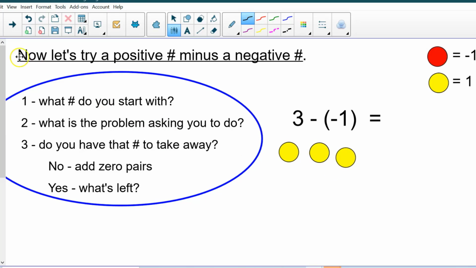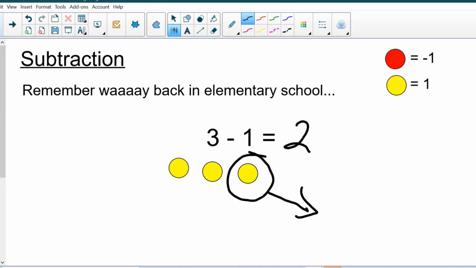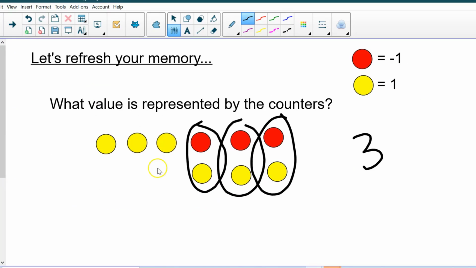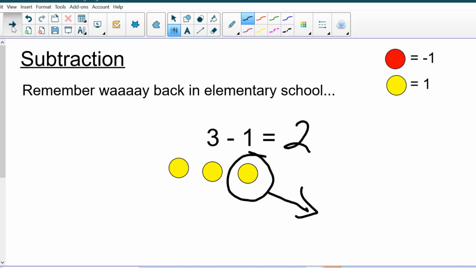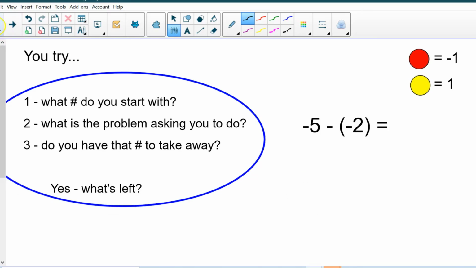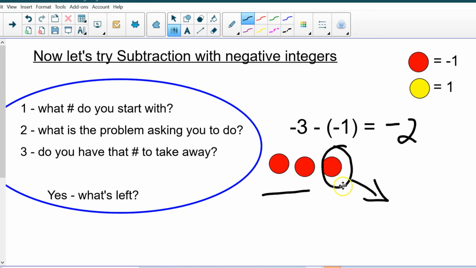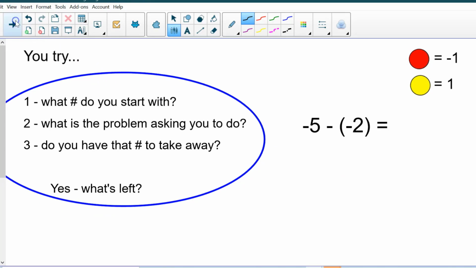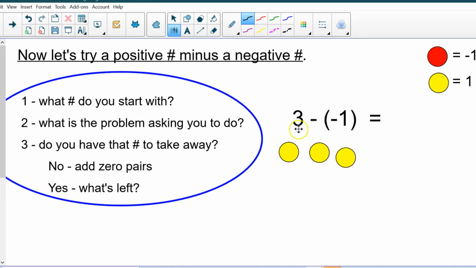Well, remember back in the beginning, I told you to pay attention to this, right? When we started that, what value is represented. And remember, it didn't matter how many 0 pairs we put on, this value was still 3. Okay, so now let's use that to help us with our problem. So I have 3. It says take away 1 negative, but I don't have that.